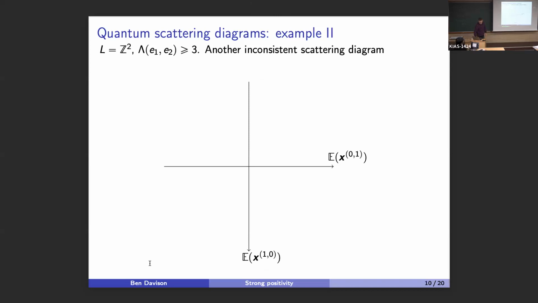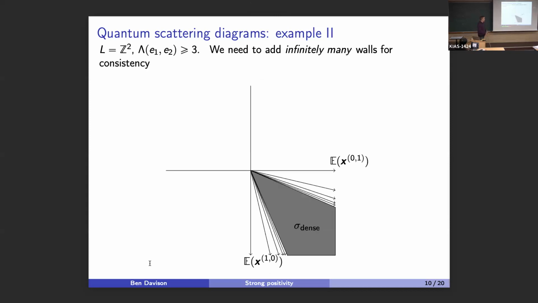Okay, so just to give you some feel for how desperate things very quickly become in this story, here's another inconsistent scattering diagram. And all I've changed here is I've made this skew-symmetric form that controls the non-commutativity a bit scarier. So now this is inconsistent for the same reasons. And this is what you have to do to make it consistent. You no longer get away with adding just 1 wall. In fact, you add infinitely many walls.